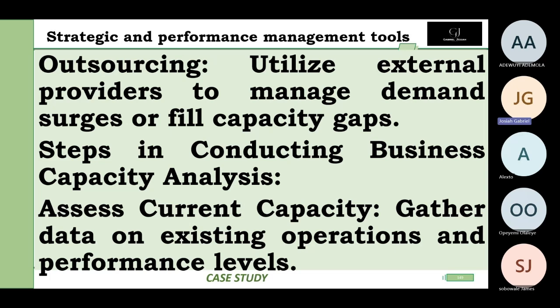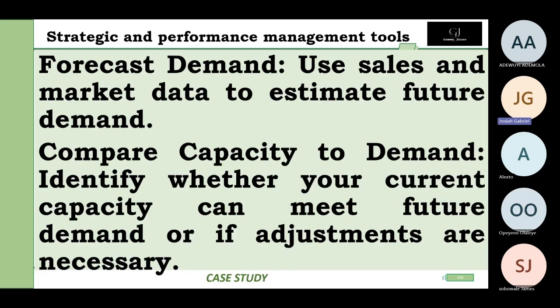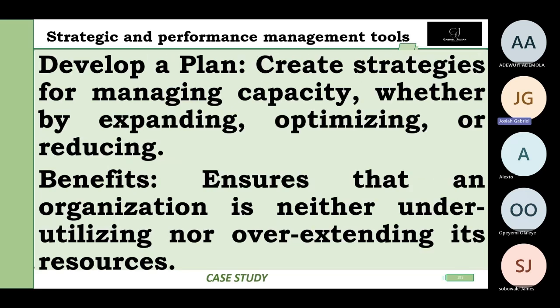And steps we look at in conducting business capacity analysis: the need to assess the current capacity first. Gather data on existing operations, existing performance levels, existing production. Assess the current state. Then forecast demand. Use sales and revenue figures and market data to estimate future demand. Then compare capacity to demand. Identify whether the current capacity can meet future demand or if adjustments are necessary. Then develop a plan or a strategy for managing that capacity, whether by expanding, optimizing, or reducing the resource allocated.